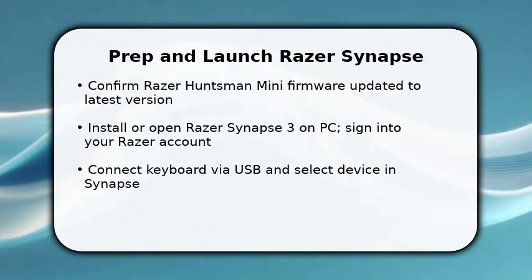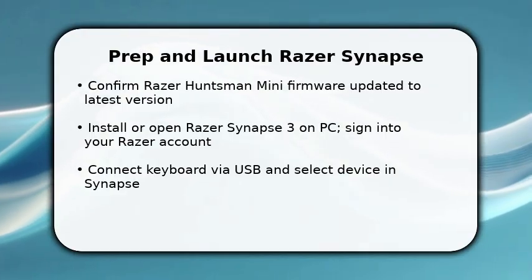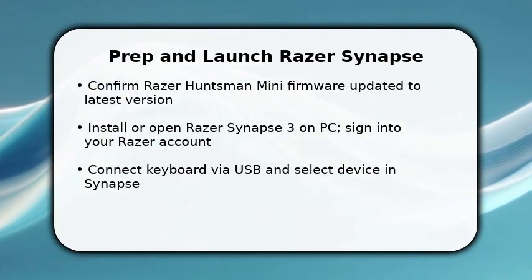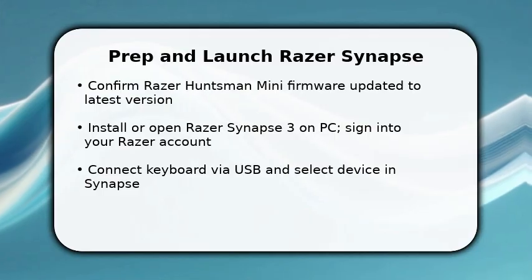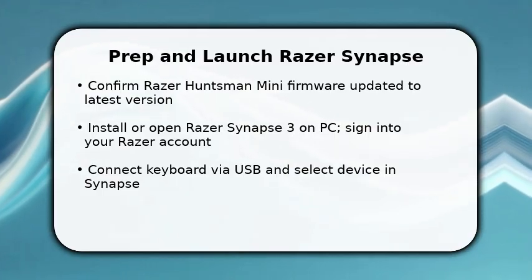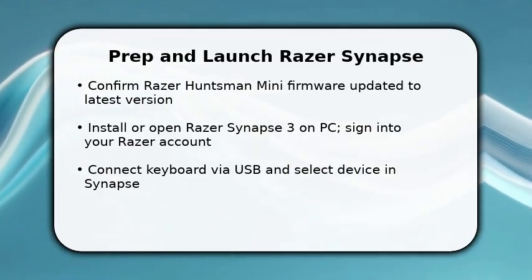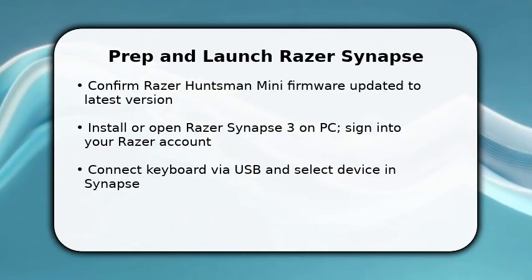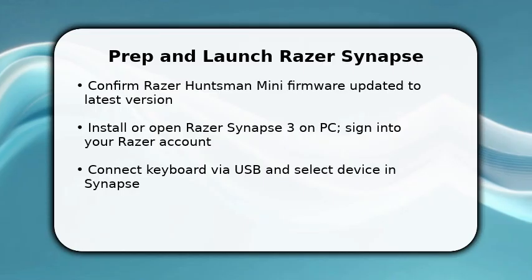You start by making sure firmware is current and Razer Synapse 3 is installed. Plug the Huntsman Mini into a stable USB port and open Synapse. Select your keyboard from the devices list. Once connected, check for firmware or profile prompts and accept updates.